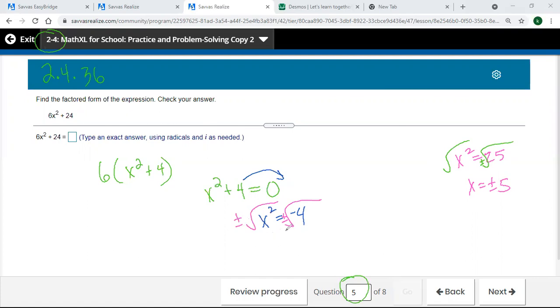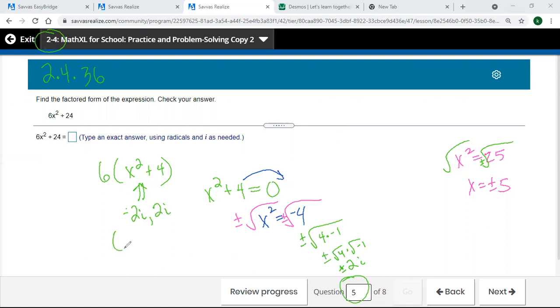So here we have a positive or negative square root of negative 4. And so remember, that's like 4 times negative 1. Square root of 4, square root of negative 1. And that's a 2, and that's an i. So what we've got here is two different zeros for this problem right here. We'd have a negative 2i and we'd have a 2i.